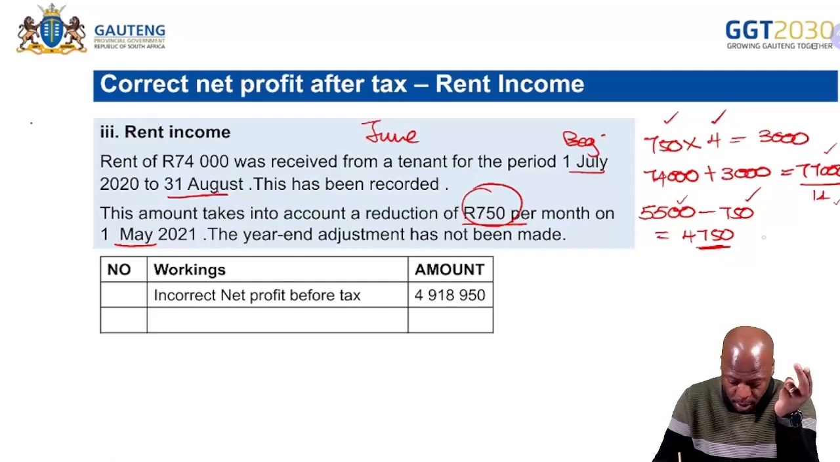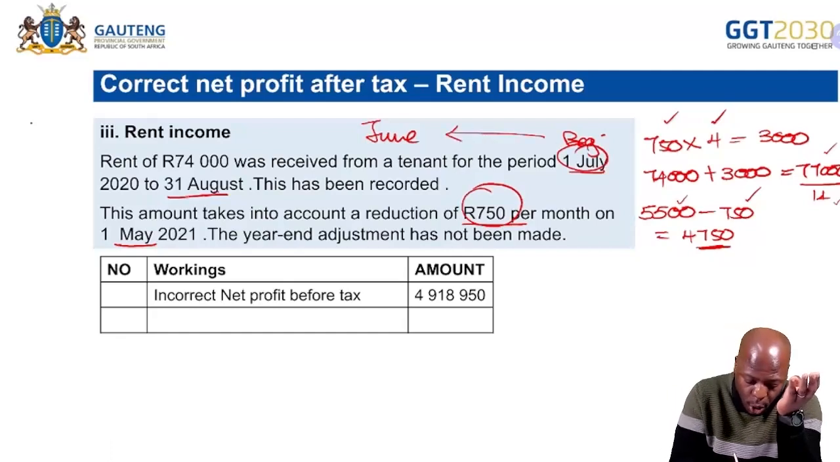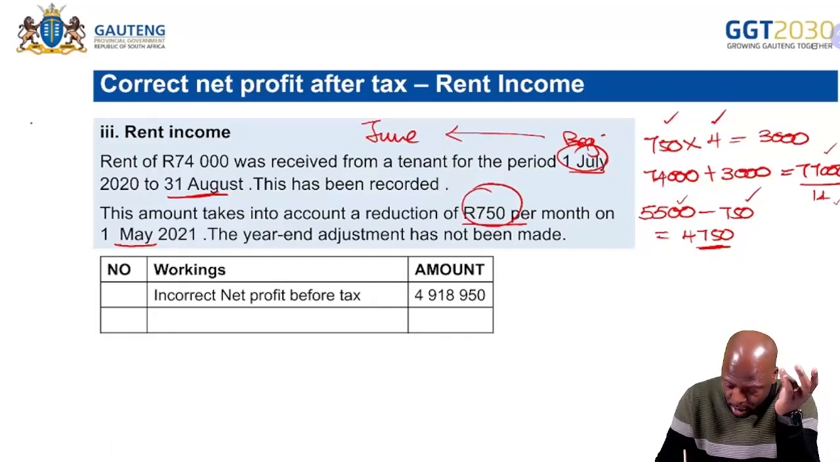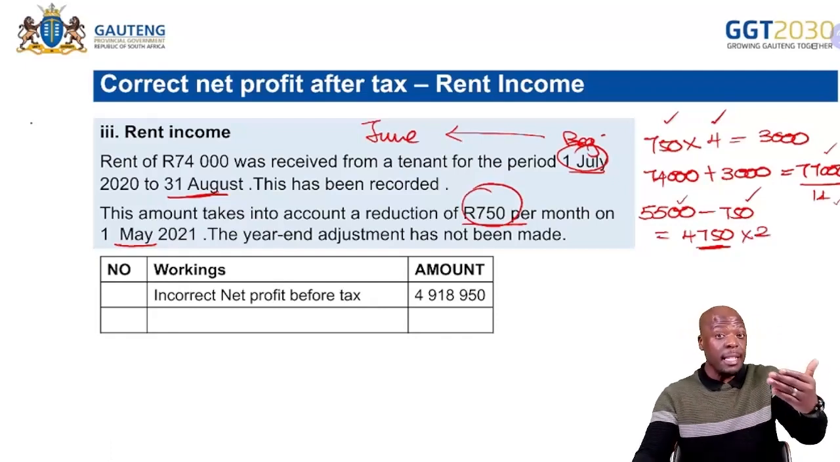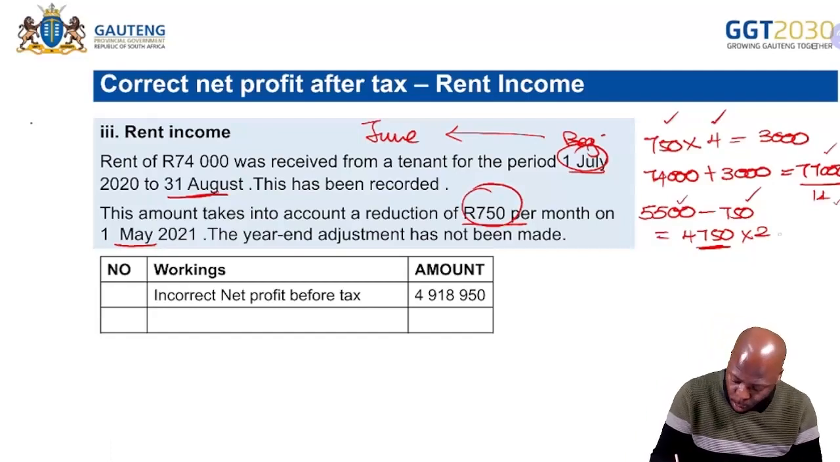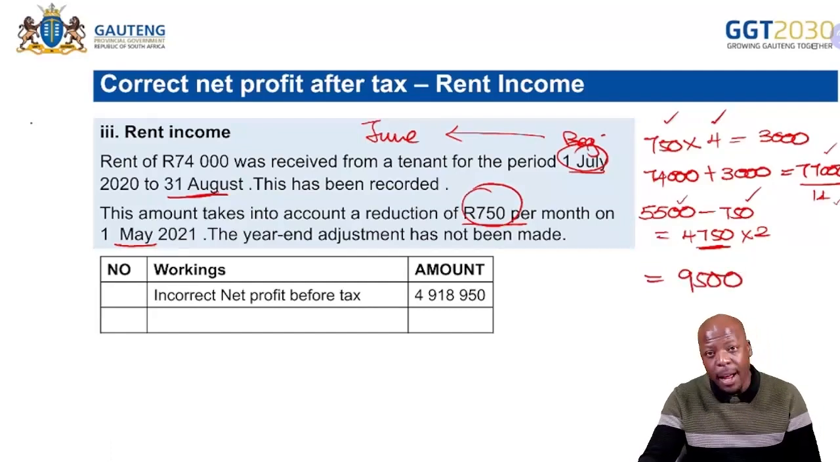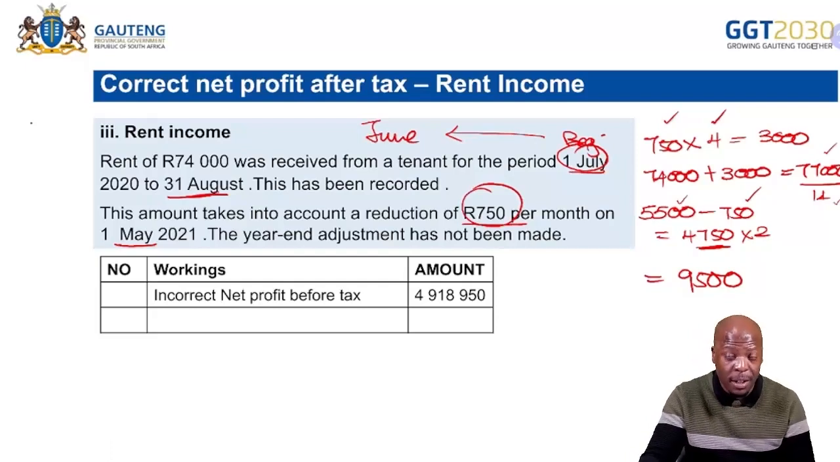2 months. Okay, because the financial year ends, it starts from July, it should end in June, but we received until August. In other words, there's July and August in there. Then you multiply by the 2 months that we have received in advance. So it's 4,750 multiplied by 2, and it will then give me 9,500. 9,500 is my income received in advance.